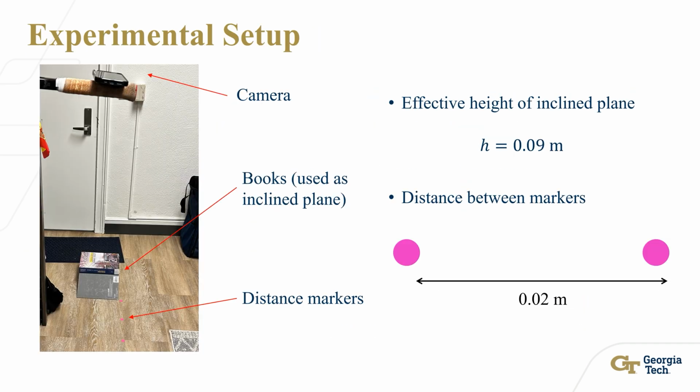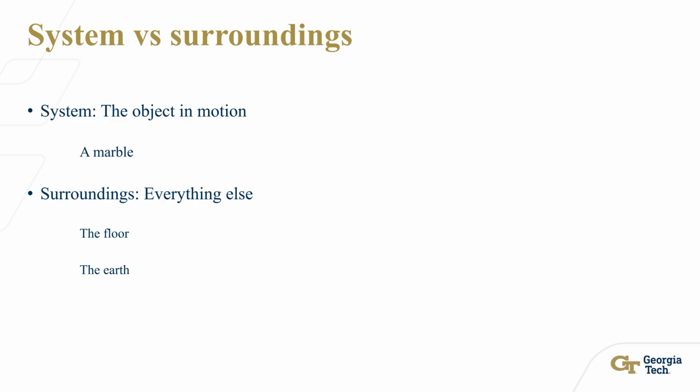For this experiment, I used stickers as distance markers and books as an inclined plane for getting the marble in motion. Also, I used my phone's camera to record the motion of the marble. The distance between each of the markers is 0.02 meters, and the marble was launched from a height of 0.09 meters. In this case, the system is the object in motion, which is a marble, and the surroundings are everything else. The main elements from the surroundings that have an effect on the system are the floor and the earth.